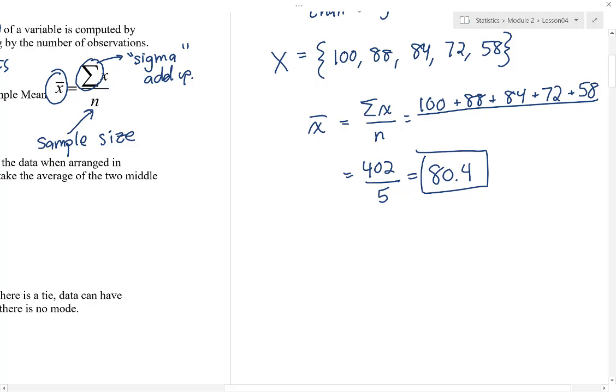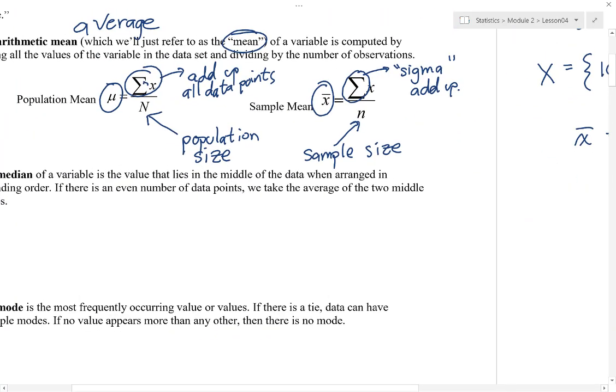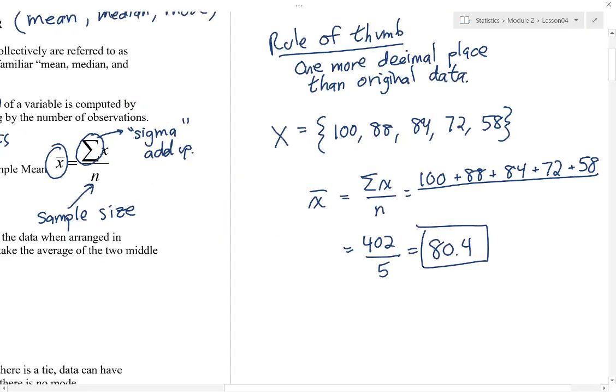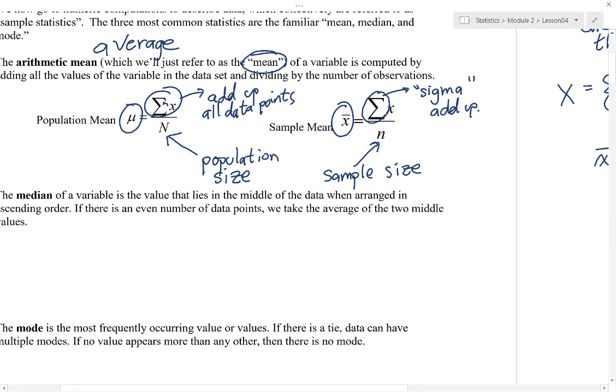I want to move on to the median. The median is a value that lies in the middle of the data when arranged in ascending order. If there's an even number of data points, we take the average of the 2 middle values. So let's do a couple of examples. Let's start with the test data that we entered.